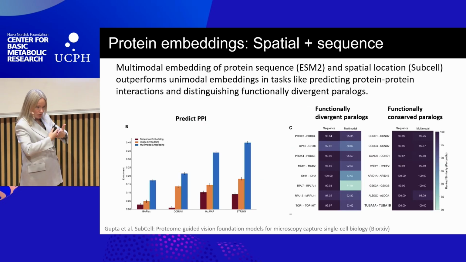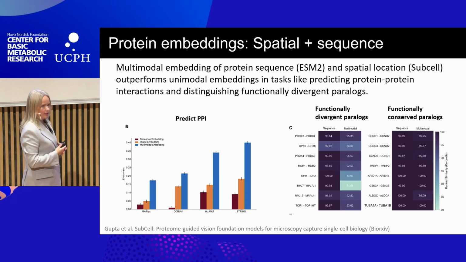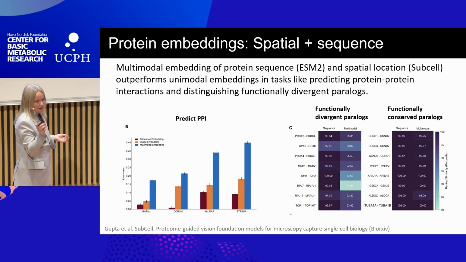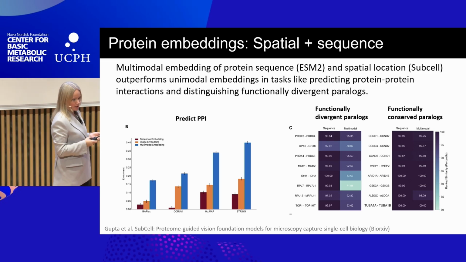So we built a multimodal embedding of protein sequence and spatial localization. And then we tested that embedding by using it to predict protein-protein interactions. It shows that this multimodal embedding is far superior to any of the other embeddings alone when it comes to predicting protein-protein interactions. And of course, it makes sense, because knowing where the protein is is very important for trying to understand who it might interact with.